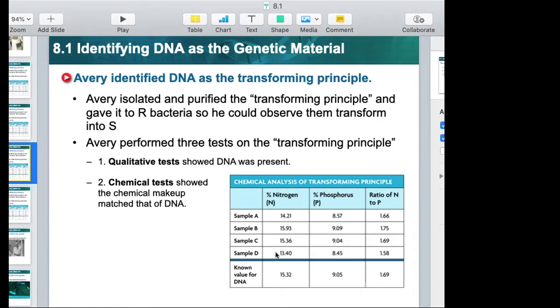So these are his samples. These are the transforming principles that he isolated, and he compared it to the known values for DNA. And you can see the numbers are very, very close to what he should have had for DNA.